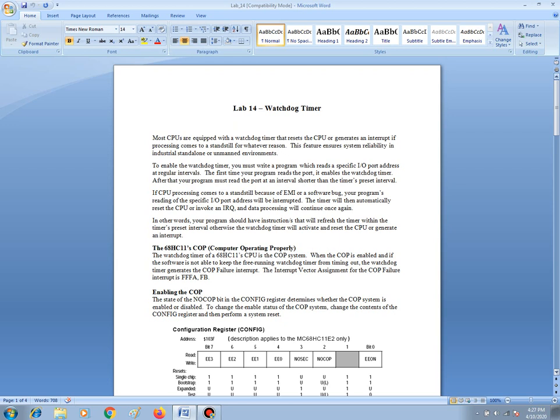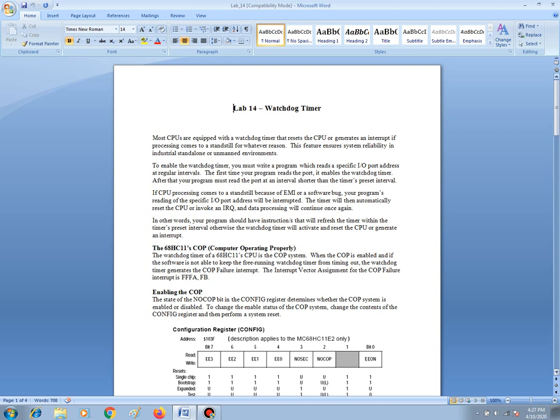If CPU processing comes to a standstill because of EMI or a software bug, the program's reading of the specific I/O port will not occur. The timer will then automatically reset the CPU or invoke an IRQ, and data processing will continue once again. In other words, your program should have instructions that will refresh the timer within the timer's preset interval. Otherwise, the Watchdog Timer will activate and reset the CPU or generate an interrupt.